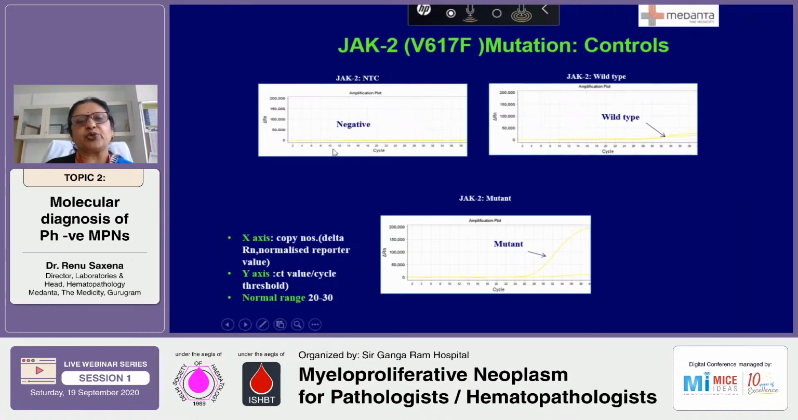So we put up a negative control, which as you can see comes out like a flat line. And these are all the controls that we always have to put up with all the cases. We also always put up a wild type, which again comes out with a lower rise, and a mutant control, which gives a high rise. What we look at here is the x-axis, which gives the copy numbers, and the y-axis, which gives the CT or the cycle threshold value. What we have to look at is the value at which there is a rise occurring, and this normally occurs between 20 to 30 CT values.